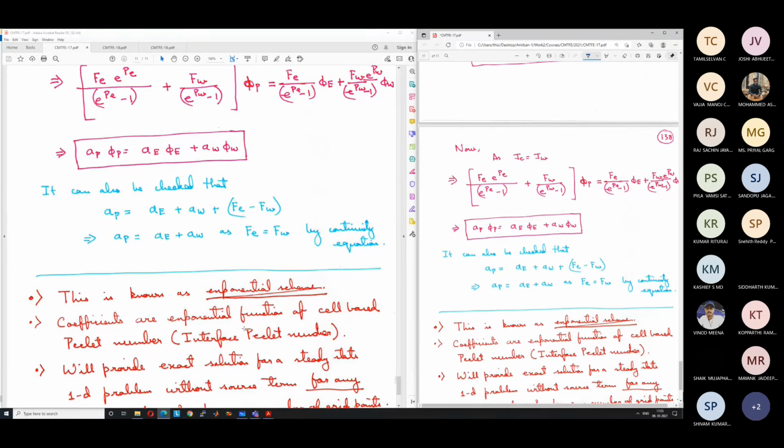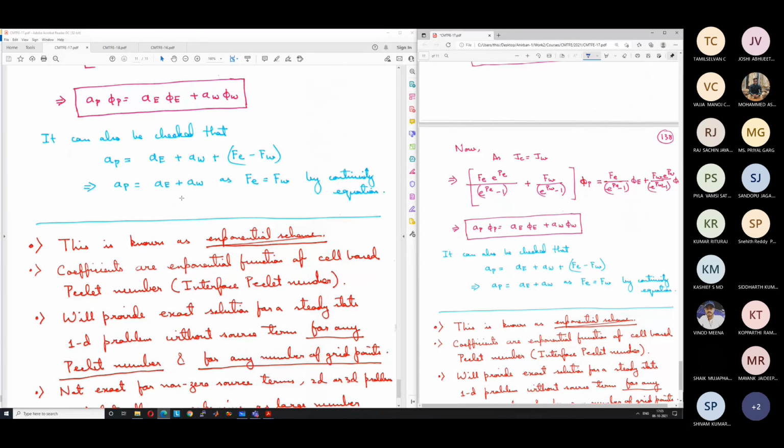Okay. So we will provide the exact solution for a steady state 1D problem without source term for any Peclet number, whether the Peclet number is 0, a diffusion dominated flow, or a highly convective flow. So for any Peclet number, it will give a 100% accurate solution. And for any number of grid points, so if I have only 4 grid points in a domain, then also I will get the exact solution. Okay.